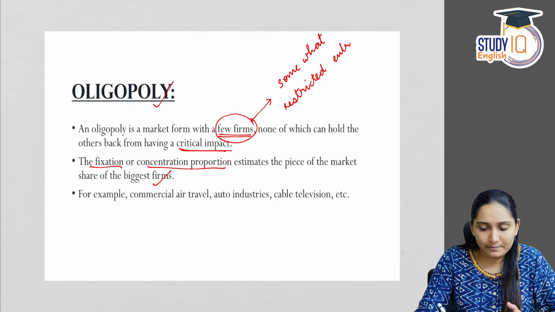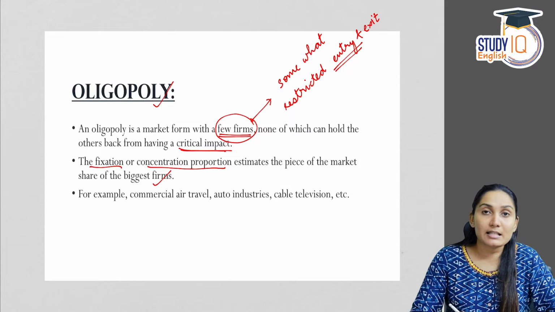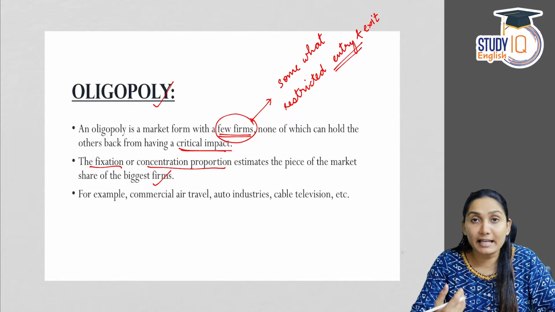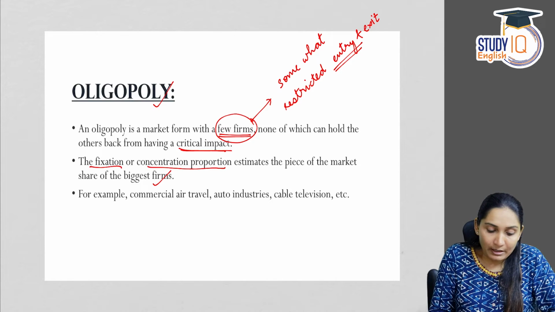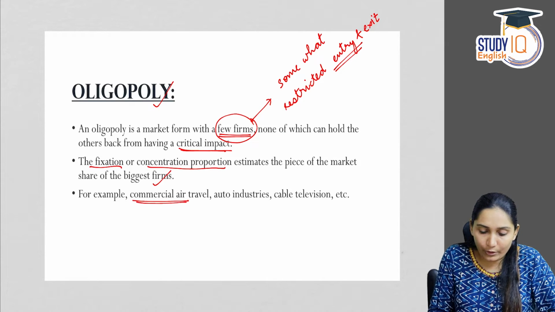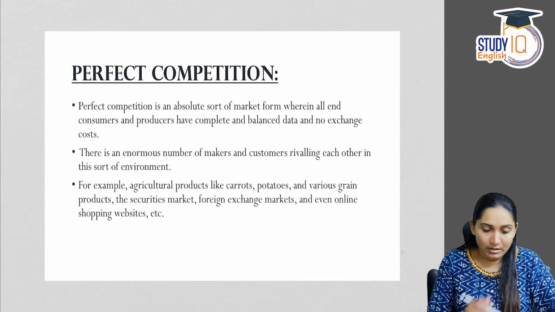Entry and exit are restricted, and that's why there are only a few firms that can sell the commodities. For example, there could be some licensing provisions so that the entry could be restricted. Examples: commercial air travel, auto industries, cable television, all these are examples.